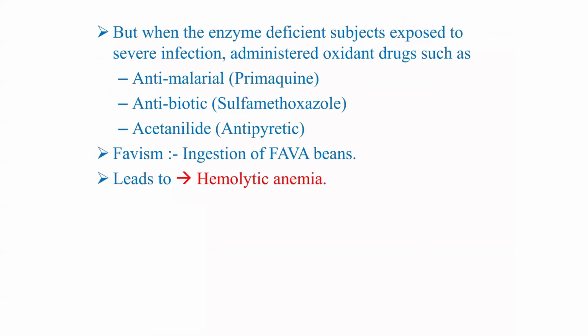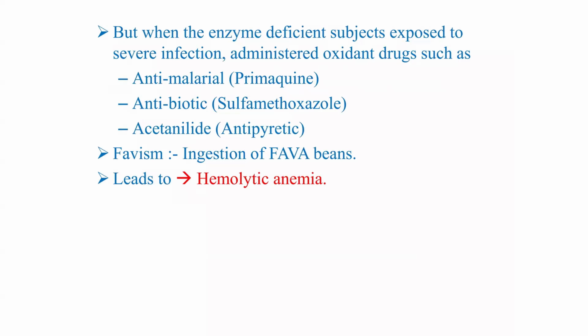But when the enzyme-deficient subject is exposed to severe infection, or administered oxidant drugs such as antimalarial drugs, antibiotics, acetanilides, this can show up in some cases. Also, favism, that is ingestion of fava beans, can lead to hemolytic anemia.